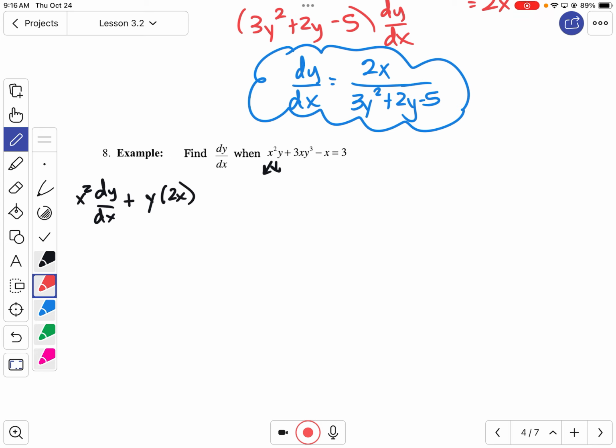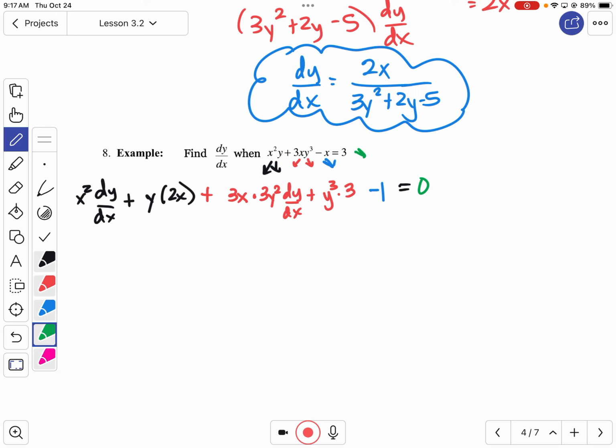All right, here we go. Because there's a plus right there, I'm going to say plus. So it too is a product, a 3x and a y cubed. So first times derivative of the second, derivative of y cubed, 3y squared dy dx, plus second times derivative of the first, derivative of 3x would be 3. Next term, derivative of negative x, negative 1, equals derivative of 3, which would be zero.